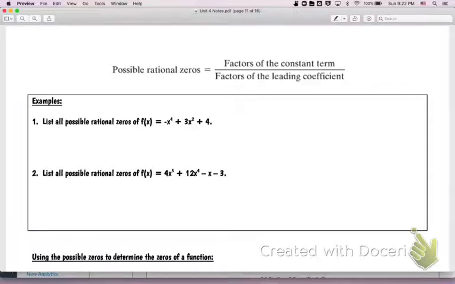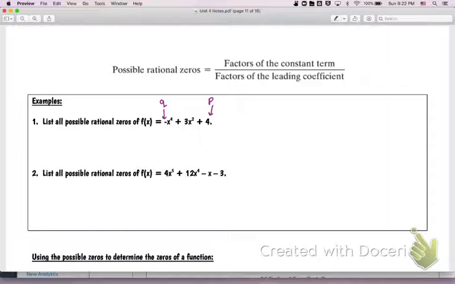We want to list all of the possible rational zeros of f of x. So we want to look at the factors of the constant term, which in this case is 4. So all of the p's are going to come from 4. And the factors of the leading coefficient. Well, the leading coefficient is -1. That's where all of the q's are going to come from.